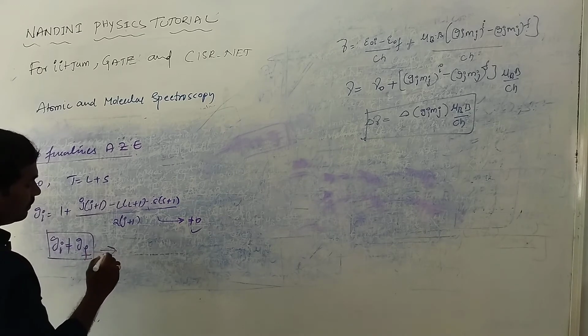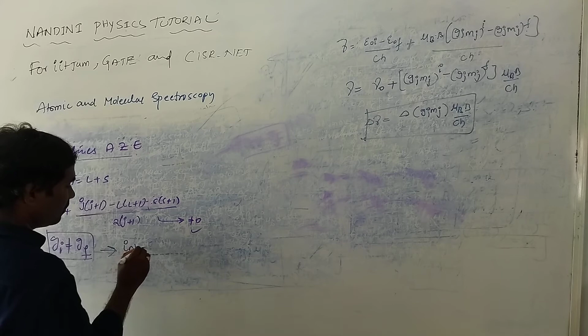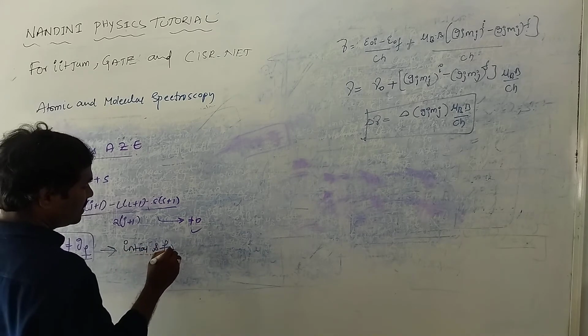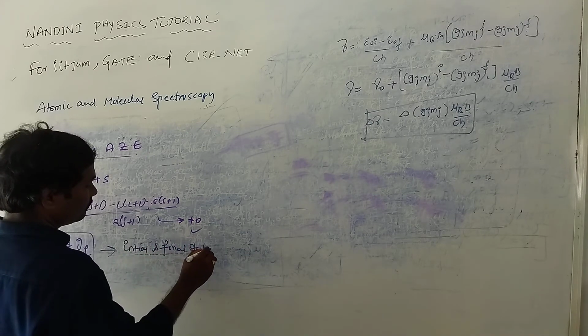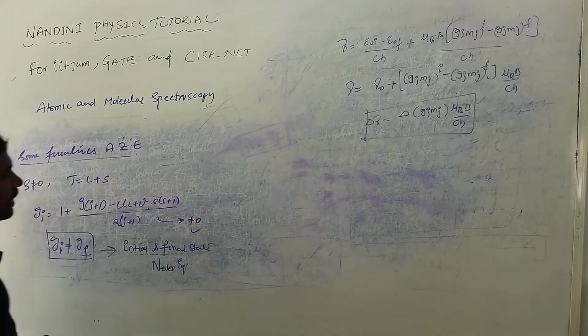This is the condition: the initial and final states are never equal. This is the condition for the anomalous Zeeman effect.